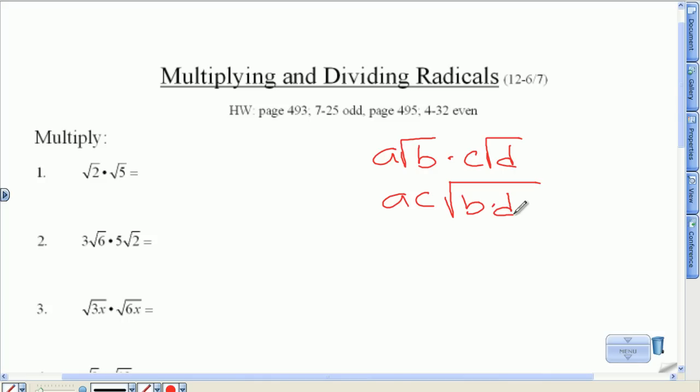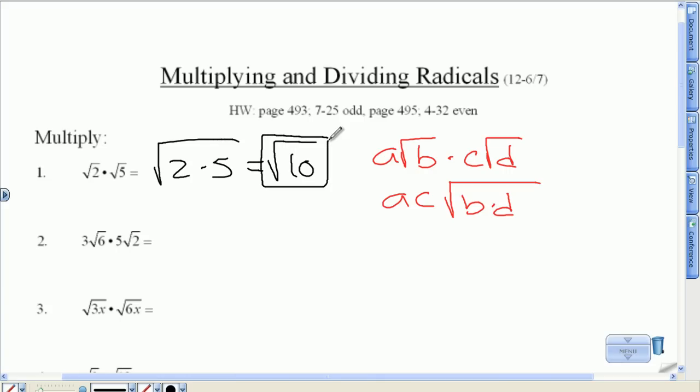So for our first example here, radical 2 times radical 5, I multiply the 2 times 5 underneath the radical sign, and the answer is radical 10. If I can simplify the radical, I do, but 10 does not have any perfect squares that divide into it.